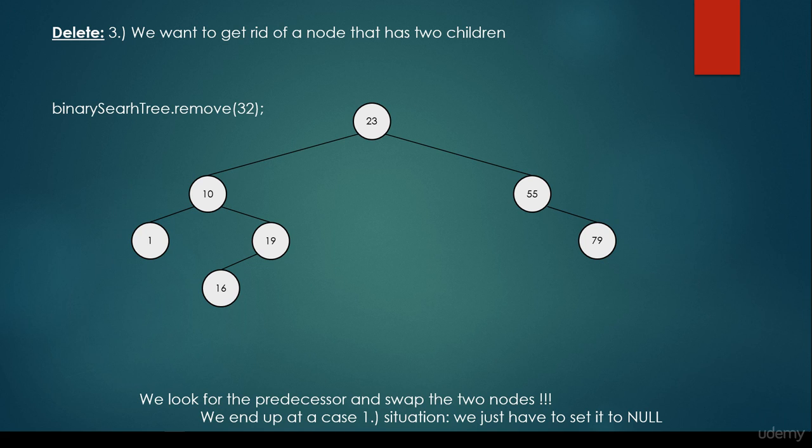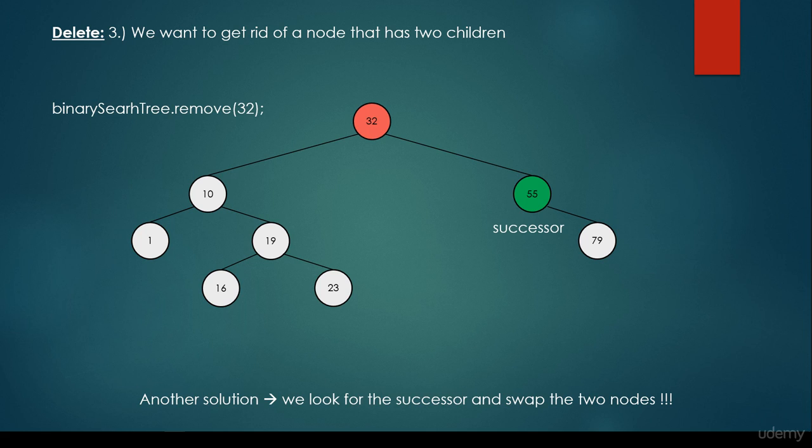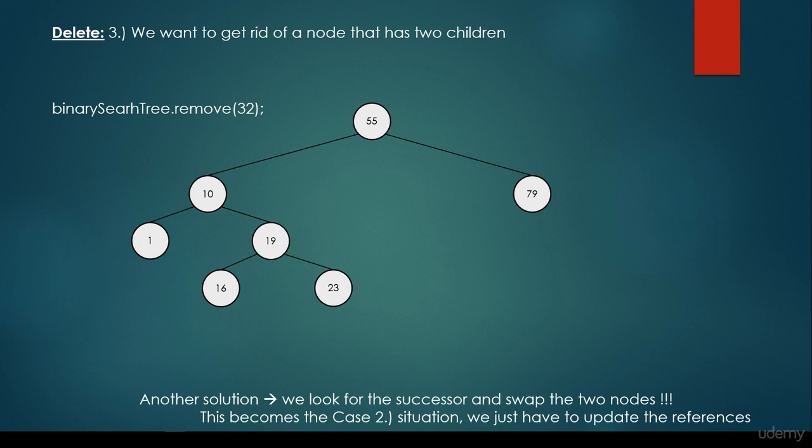So we just have to get rid of it. But let's consider the fact that we swap the root node with the successor just to make sure that it is working fine as well. We swap it with the successor, and as you can see now, we have to get rid of a node that has a single right child. We know how to deal with it. We just have to set the root node to point to 79 directly instead of 32, and we have to set 32 to be null, so we have to remove it. Okay, and basically we just have to update the references.